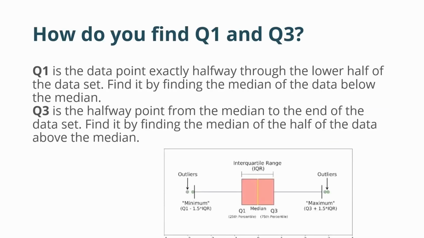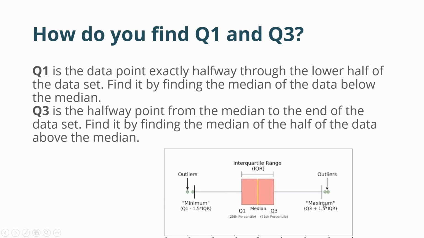Okay, I just wanted to show you again how you find Q1 and Q3. So again, Q1 is the data point exactly halfway through the lower half of the data set. You find it by finding the median of the data below the median. Q3 is the halfway point from the median to the end of the data set, and you find it by finding the median of the half of the data above the median. So again, if you've got your median here, you look at the point halfway between this median and the minimum, and that's Q1, and the point halfway between the median and the maximum is your Q3.